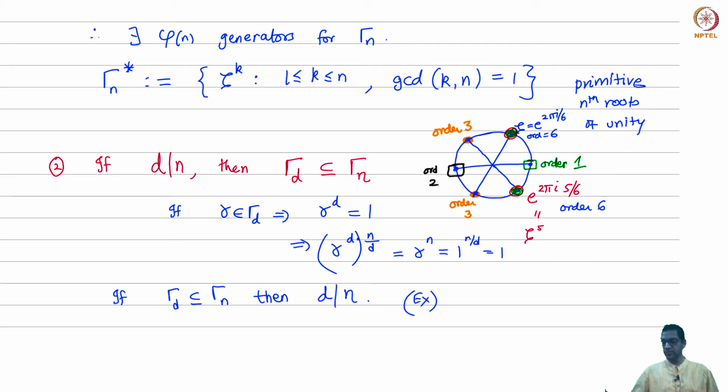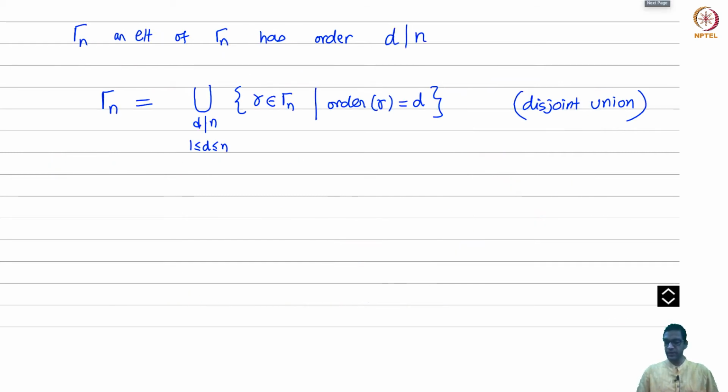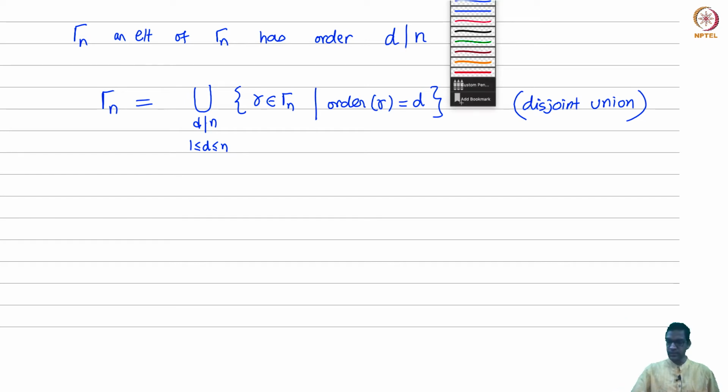Okay, so this is the decomposition I am talking about. Just look at what the orders of the different elements are and split Gamma n up into a disjoint union of subsets of different orders. Okay, and now here's the very interesting and important fact.